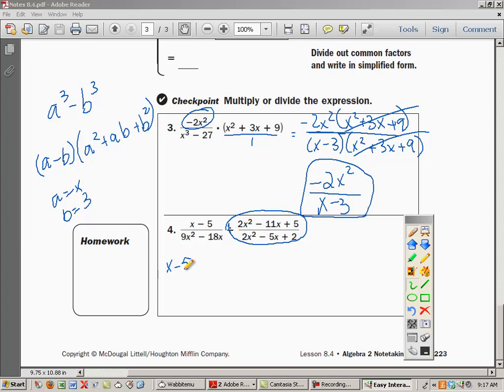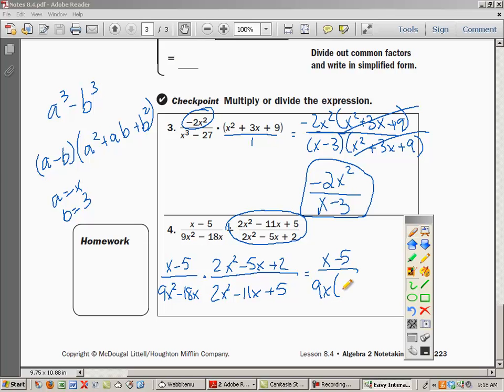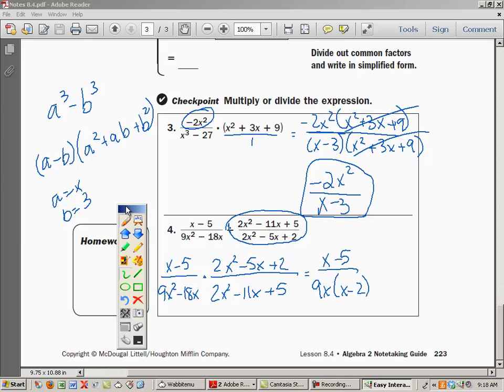So this is x minus 5 over 9x squared minus 18x. We're going to multiply that by the reciprocal, which now puts this as 2x squared minus 5x plus 2 over 2x squared minus 11x plus 5. Now, in the first fraction, this x minus 5 obviously doesn't factor. In the bottom, both of these have a common factor of 9x, and so that leaves me with an x minus 2.